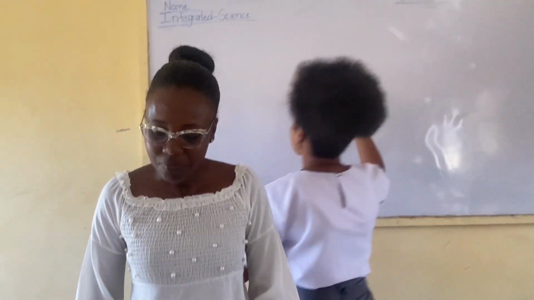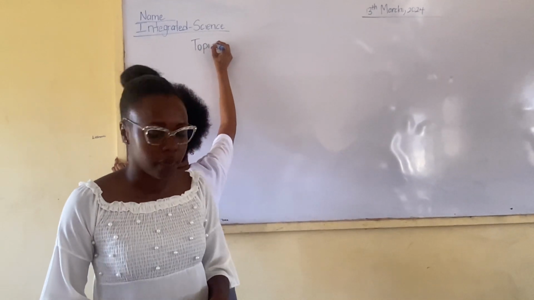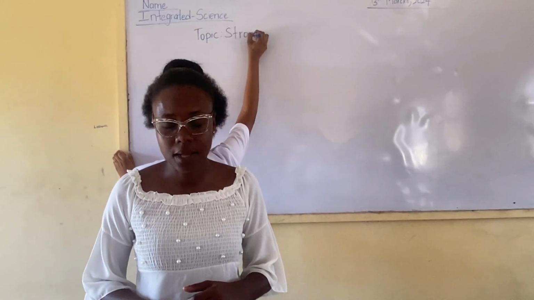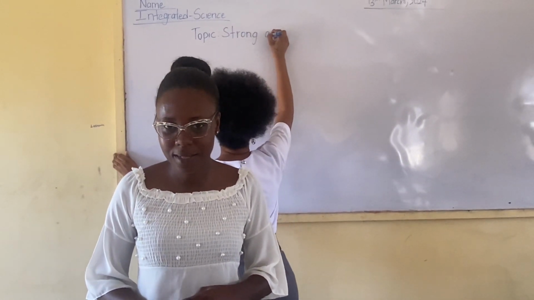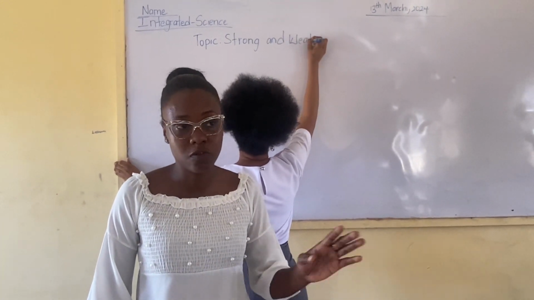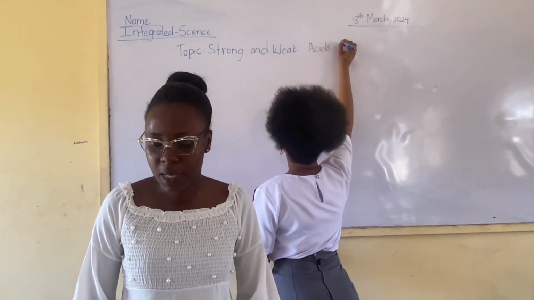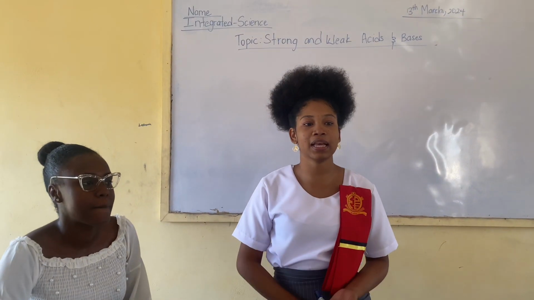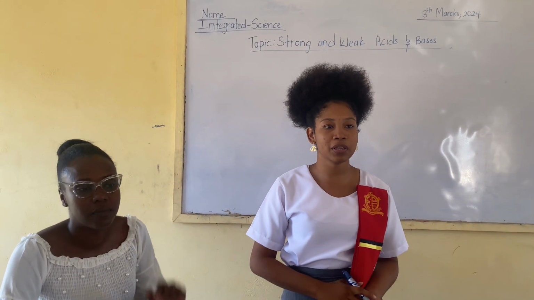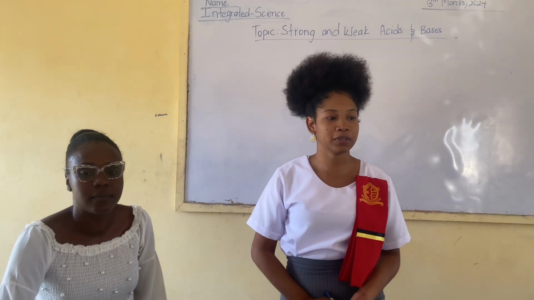Okay, our objectives for today are that you'll be able to identify some examples of strong and weak bases, and also you'll be able to state the difference between strong acids and weak acids, and strong bases and weak bases. Okay class, since you are familiar with the terms acids and bases, can you tell me what you think are strong acids? Take 1 minute to think about it, please.